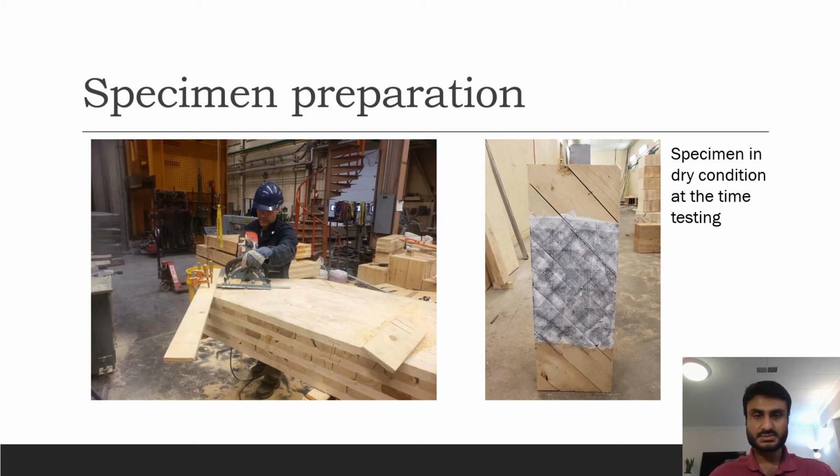The specimen used for the compression test was cut out at a 45-degree angle from larger CLT panels, as shown in the figure to the left. One face of the specimen was speckled black and white for the digital strain measurement, as shown on the right. All the samples were in dry condition with a moisture content of around 7% at the time of testing.